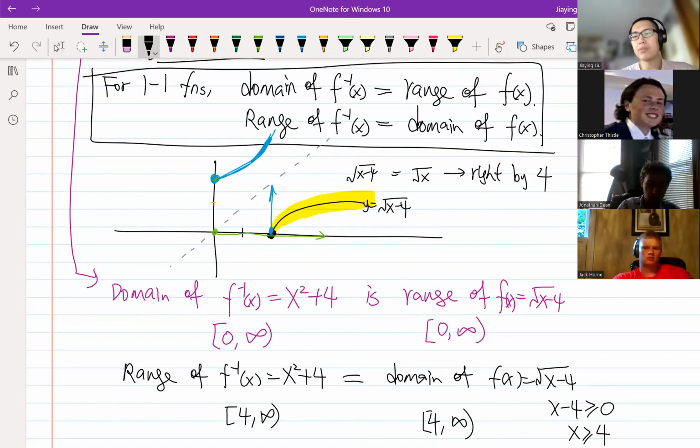All right, any questions about the domain and the range of inverse functions? So just think about it: for one-to-one functions, the domain of the inverse is the range of the original function, and the range of the inverse function is the domain of the original function. We can always double check that with the graph.